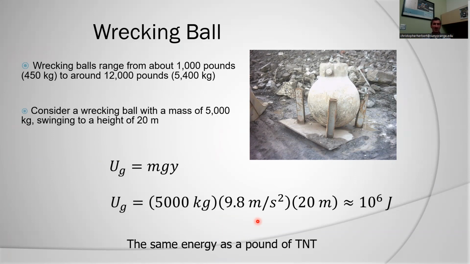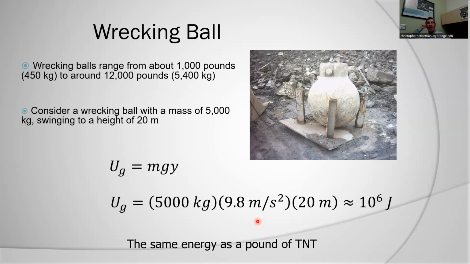Wrecking balls range in mass from about 450 kilograms up to about 5,400 kilograms. To understand how demolition works, we're not just delivering energy, we're delivering energy very quickly, and this is what's going to deliver a breaking force to the object. So we'll consider a wrecking ball with a mass of 5,000 kilograms. We're going to use a crane to swing it way up, 20 meters, 60 feet up in the air, and then we're going to let it swing down and go into the building.